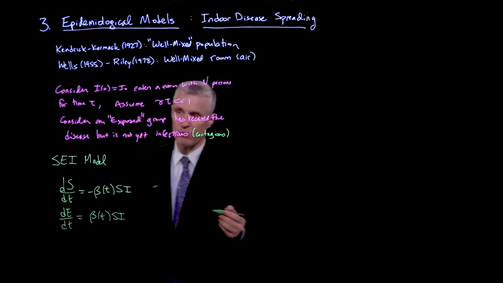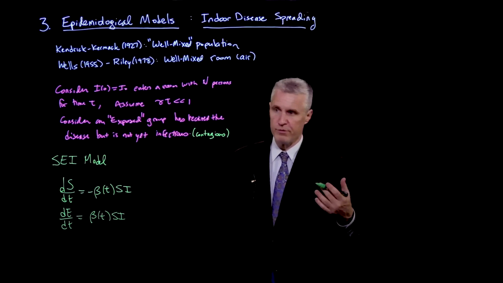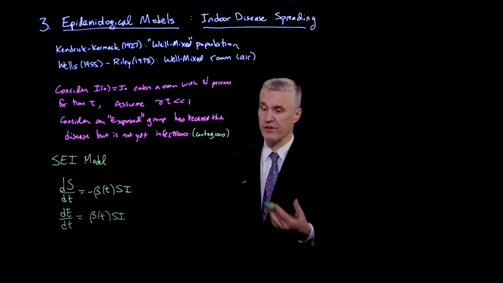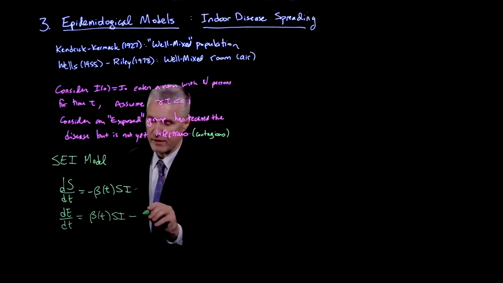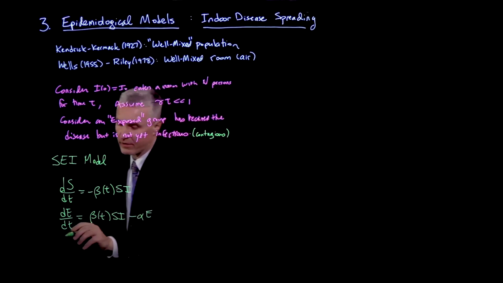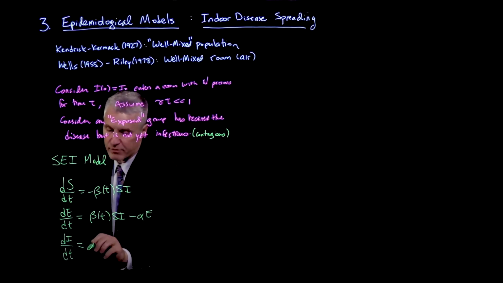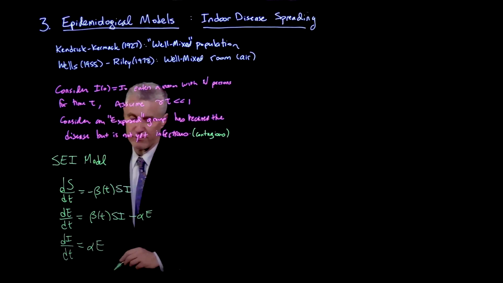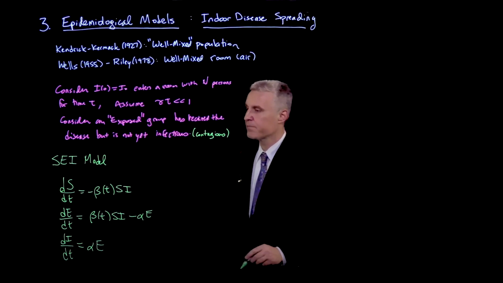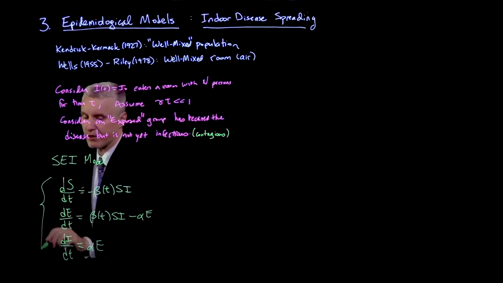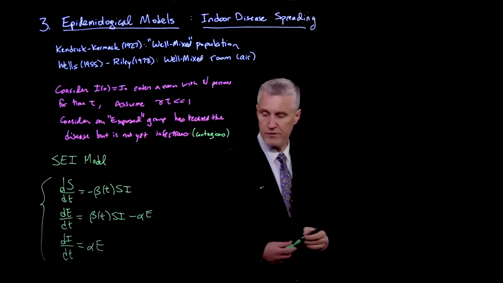And then there's a certain rate with which exposed people can become themselves infectious to others. And that rate we'll call alpha. So we can remove exposed people at a rate alpha, and when they're removed, they become infected people. And so then the number of infections grows. So this is a very closely related model that we could solve.